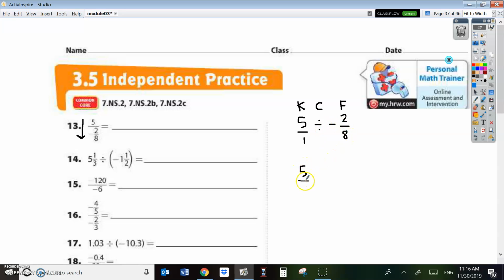So it's 5 over 1 times negative 8 over 2. Is there any cross-canceling with 5 and 2? No. With 8 and 1? No. But you could simplify this. 8 over 2 is the same as 4 over 1. So this whole thing equals negative 20 over 1.